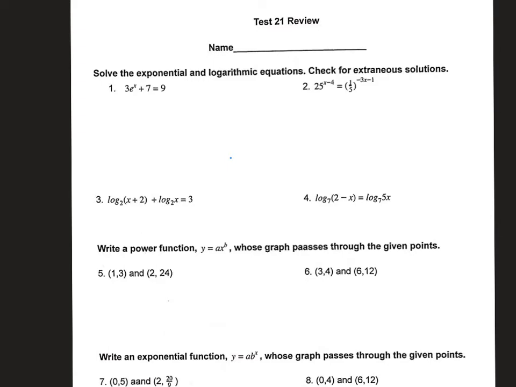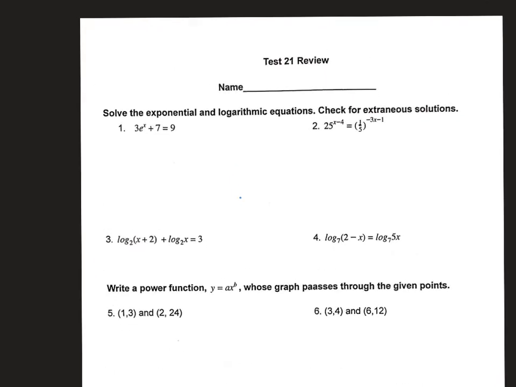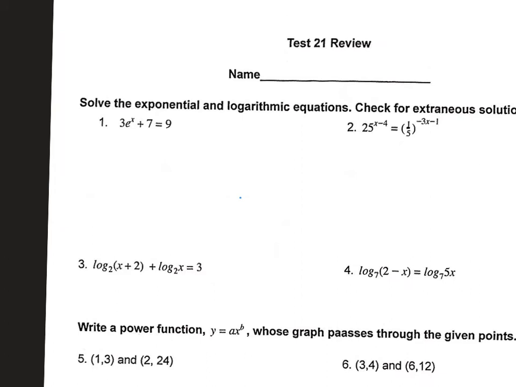First of all, whenever you have an e in an equation, you need to isolate it by itself. So I'm gonna move the 7 to the other side first. Make it a 2. Divide by 3 so I can completely isolate it. And once you get here, you got the e by itself.